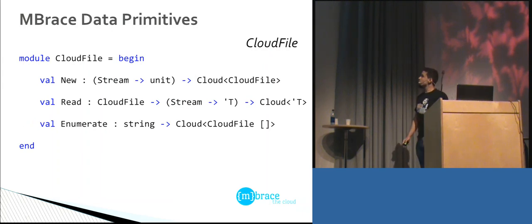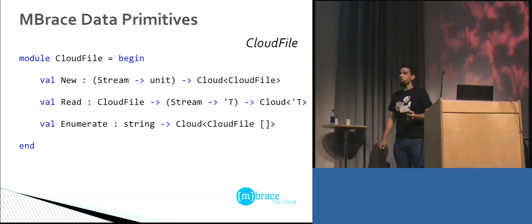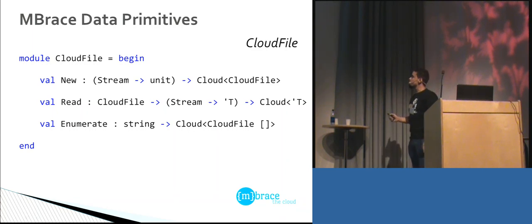A similar primitive is the CloudFile, which is an untyped, unstructured version of a data entity, and it essentially represents a file in the Cloud Storage API. The new and read functions are somewhat similar to the CloudRef, but they represent a serialization-deserialization API. And finally, I chose to mention the enumerate function, which takes a path to a cloud storage folder, which could be, for instance, a container ID to Windows Azure. And this returns all the files in that container manifested as cloud files.